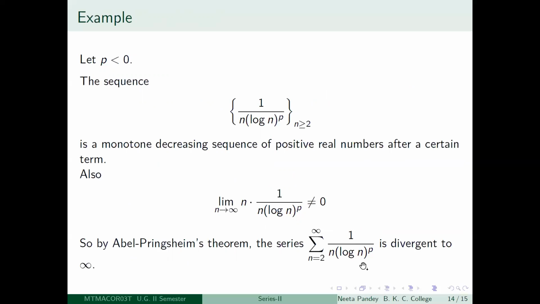So I could have just done some hand waving and said that if p is less than 0, then log n to the power p, suppose p is minus k, is actually log n to the power minus k. So that means 1 over log n to the power k, divided by n. So this will be decreasing because log n increases slower than a polynomial function, but I don't want to do all sorts of hand waving at this stage.